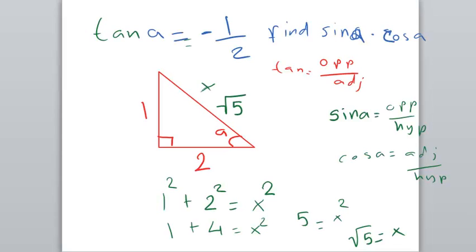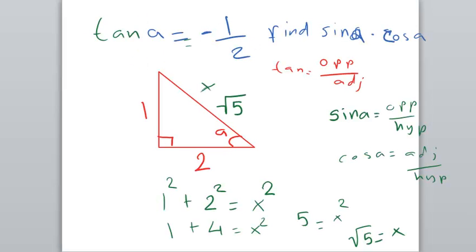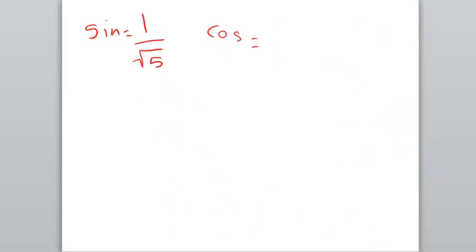Let's go to a new page. So let's write down the sine. Sine is opposite over hypotenuse, so opposite is 1 and hypotenuse is root 5, so it is 1 over root 5, and cosine would be equal to 2 over root 5.